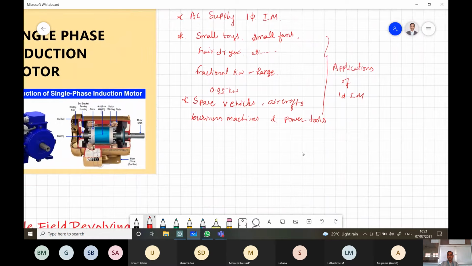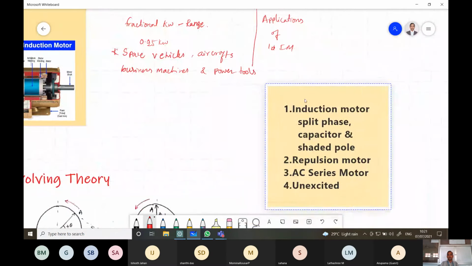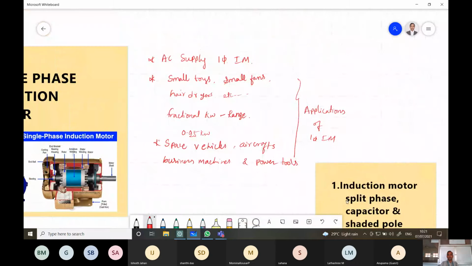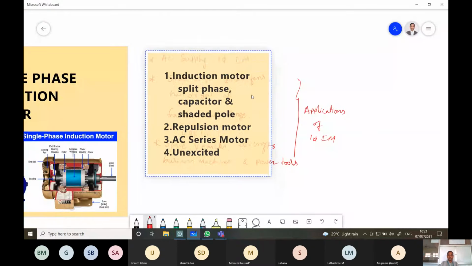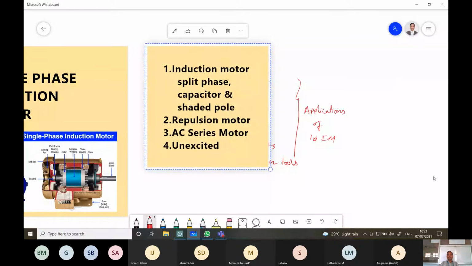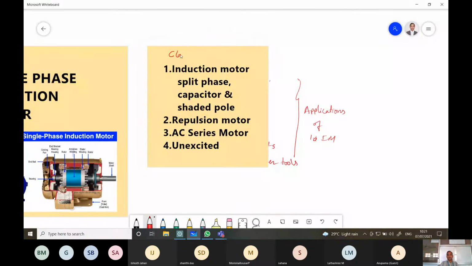What are the types, or the classification, of single phase induction motors? Single phase AC motors have different types of classification. In that, the first one is the induction motor, which consists of the split phase induction motor.